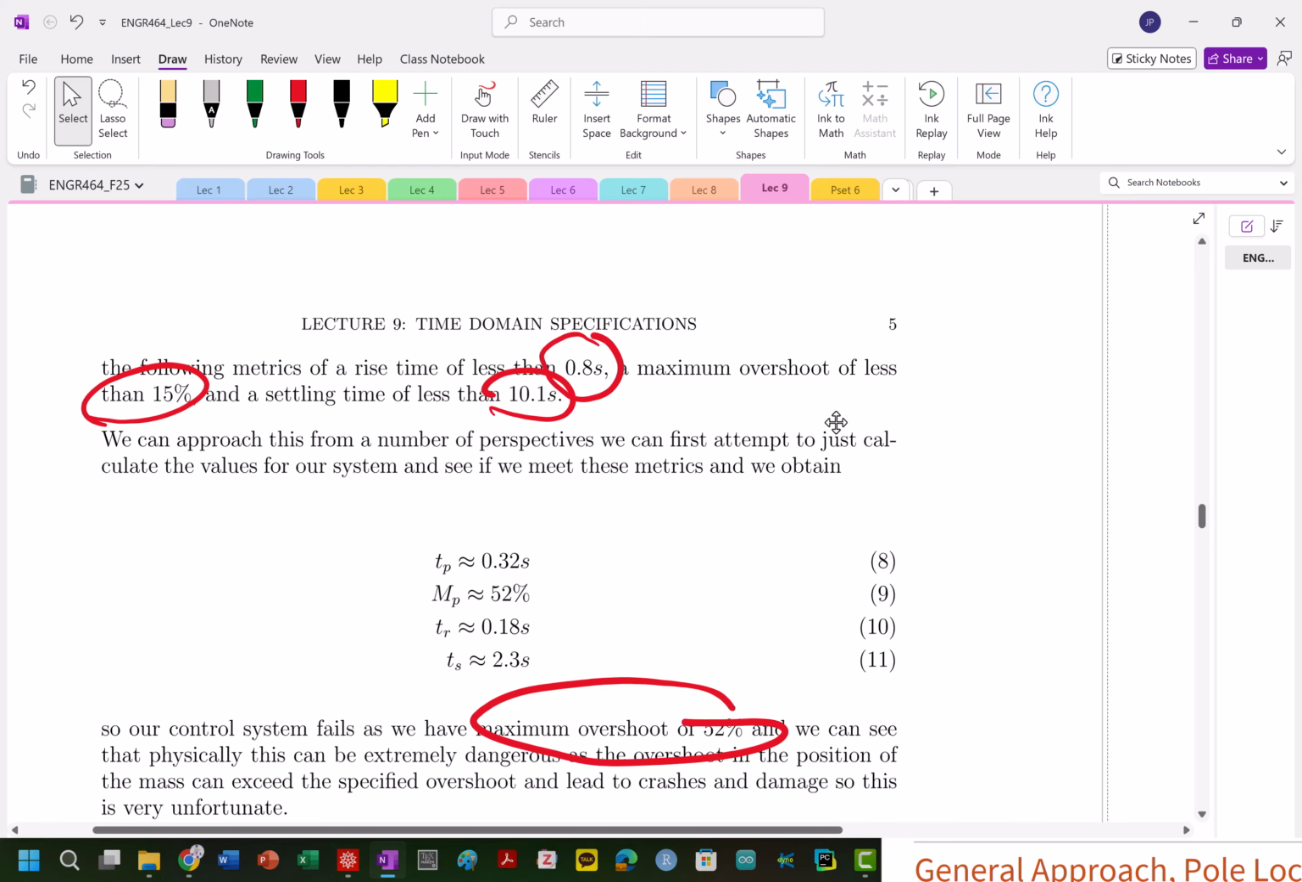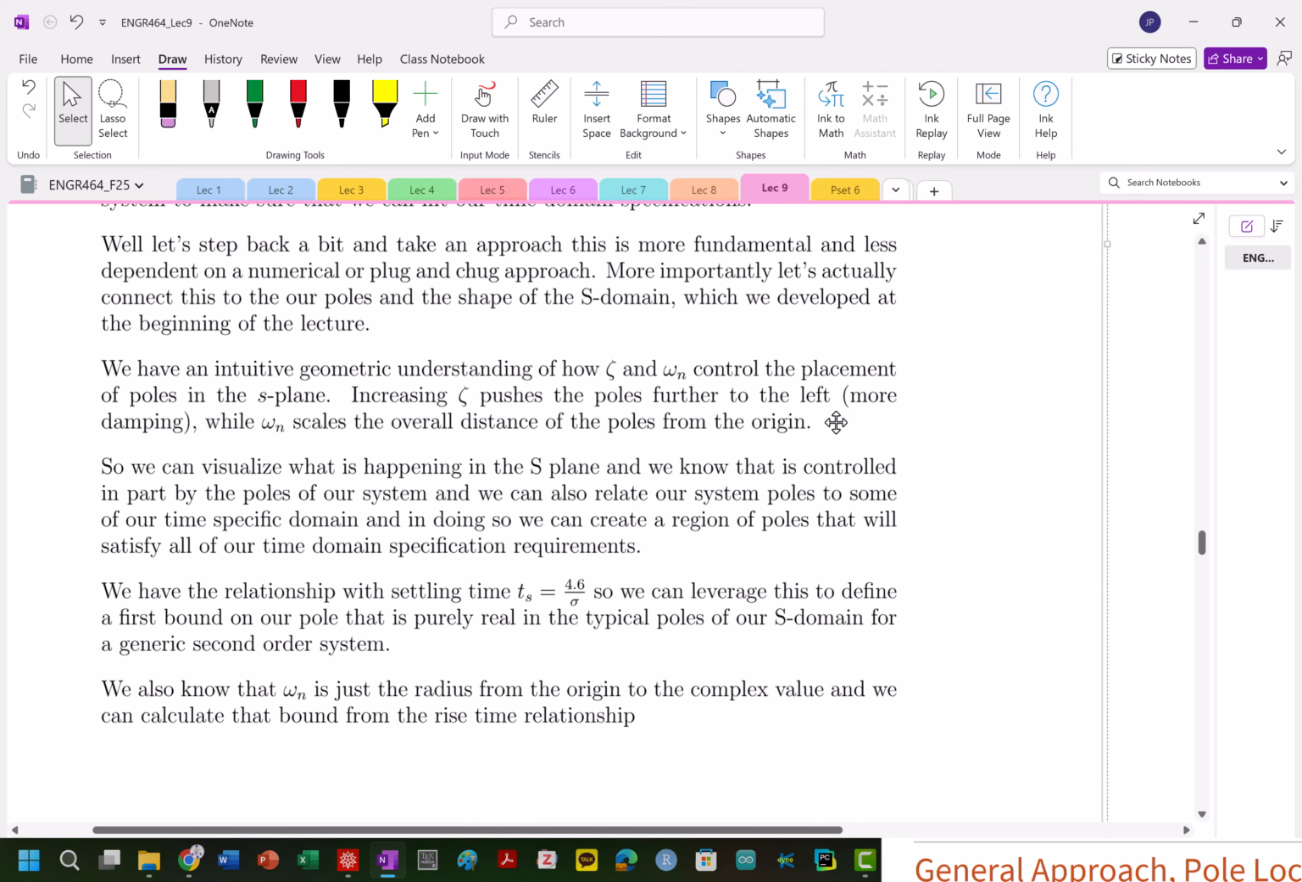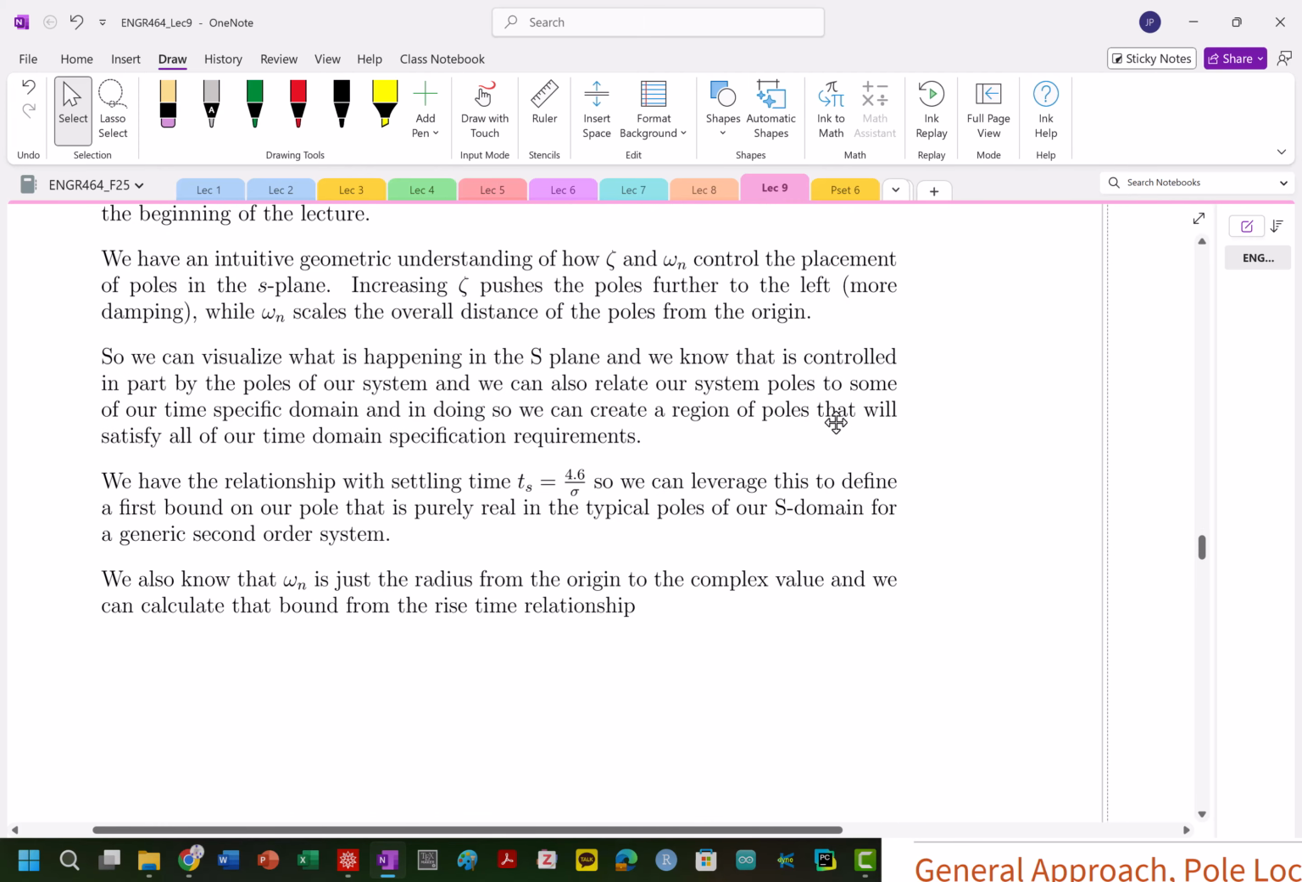So what we're going to do next time is a more general approach to where our poles have to be. We're going to define that region, that Venn diagram where we satisfy all the conditions. We'll do that general approach next time. We'll see where we can actually tune this system and how it correlates to physical parameters.